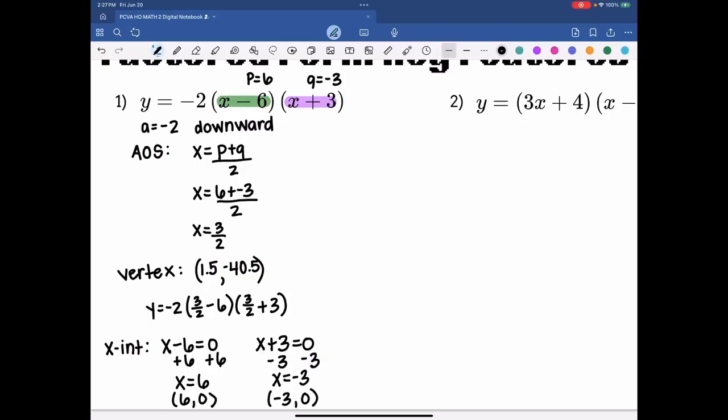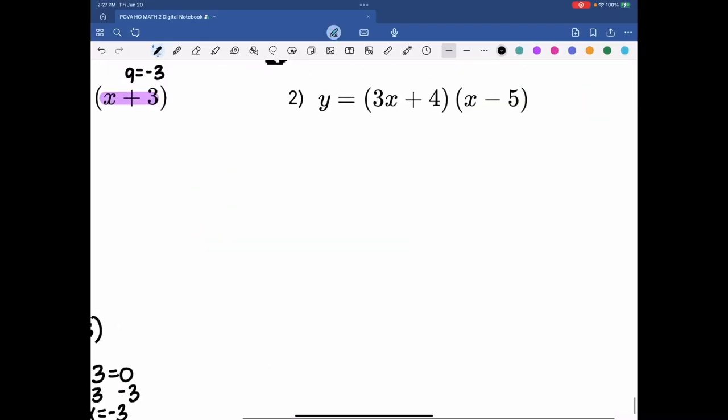So again, all of these forms can tell us different things, and they can help us analyze where our key features are. And some give me key features easier than others, or certain key features. Looking at number 2, I have an a value of 1, so I know that this one is going to open upwards.